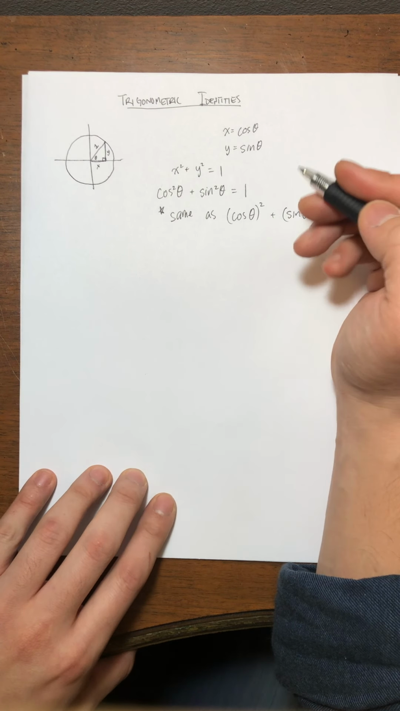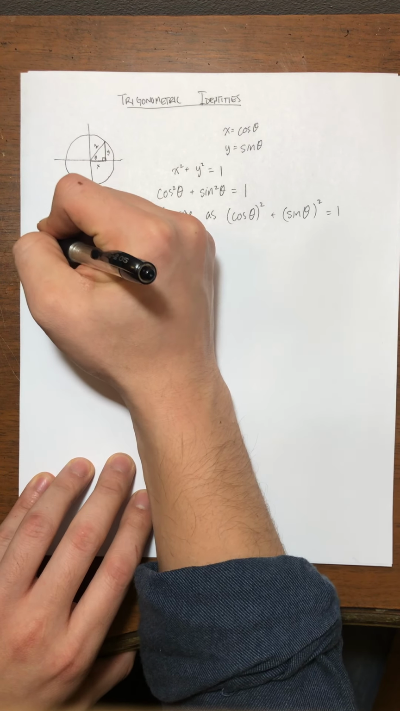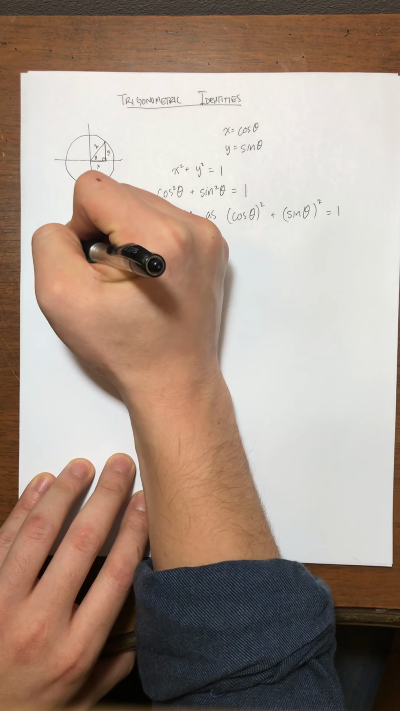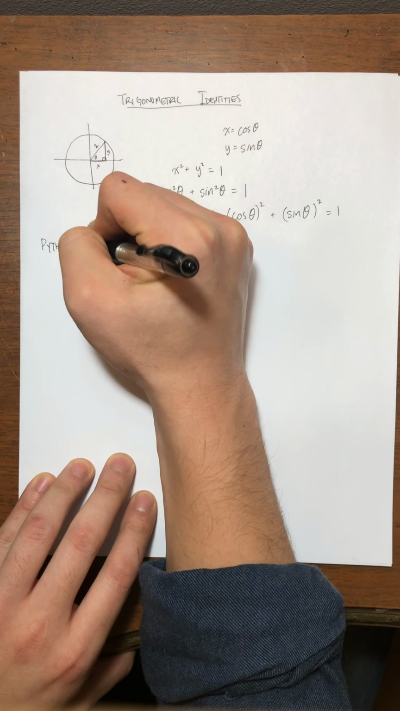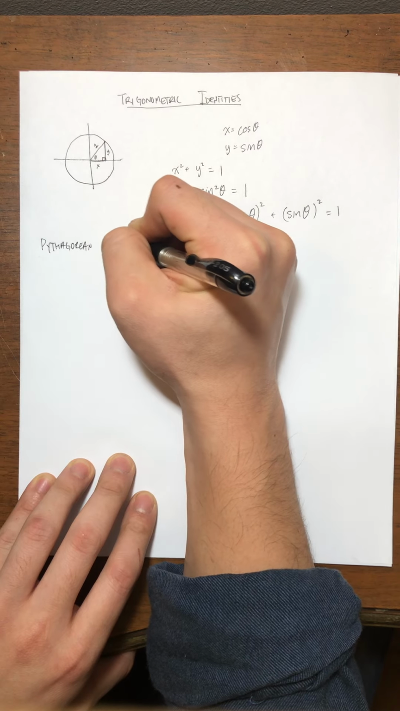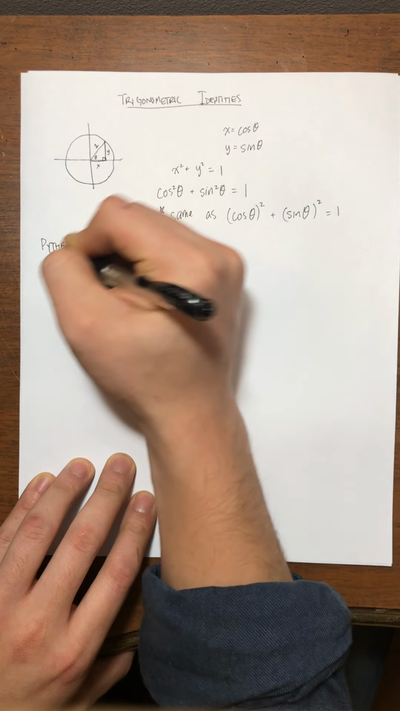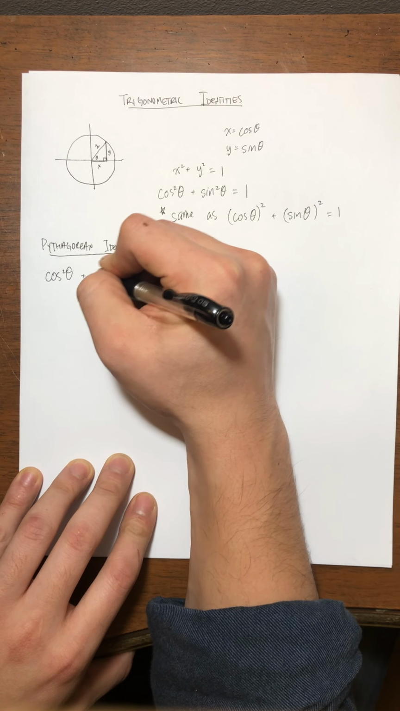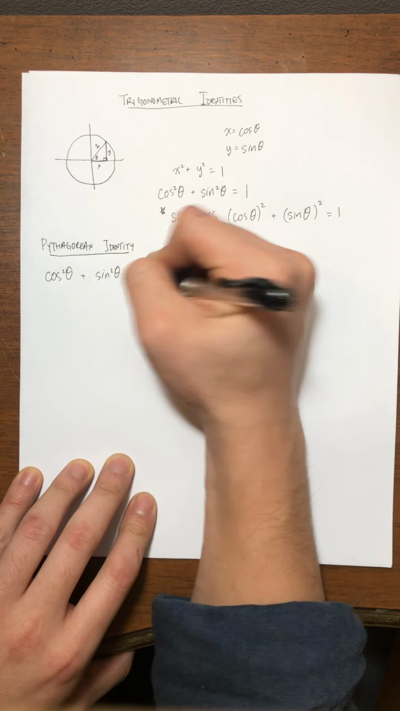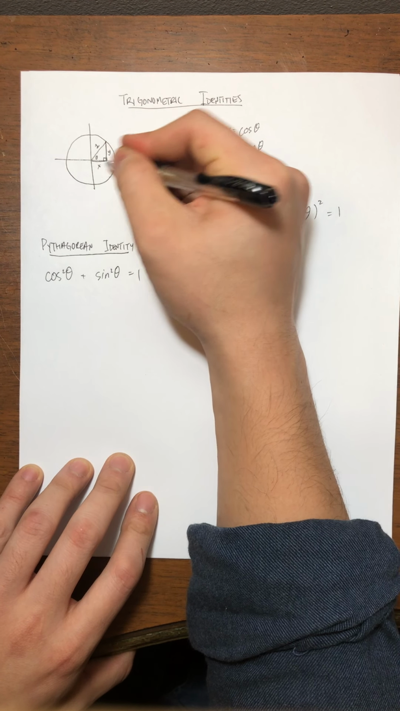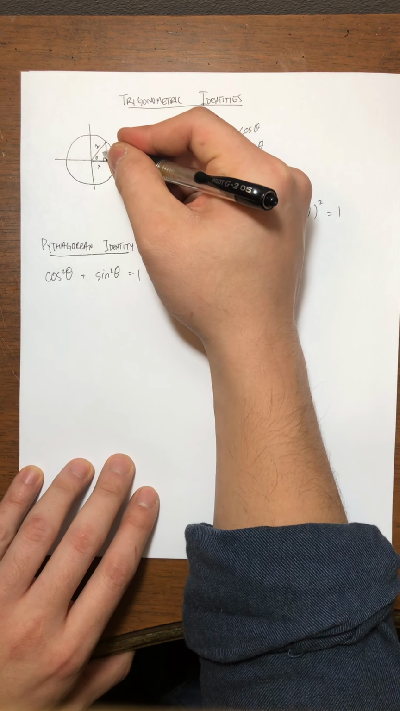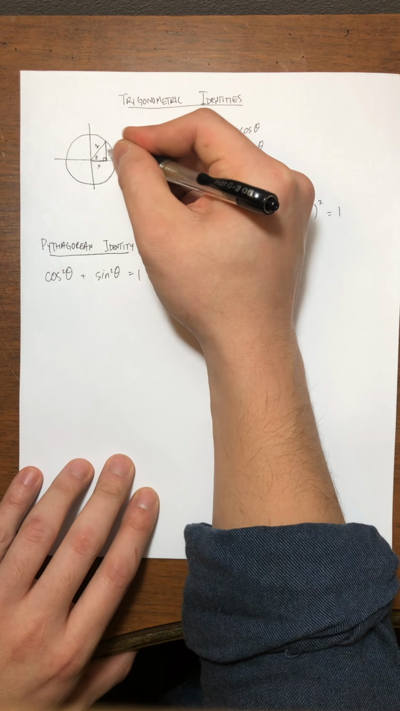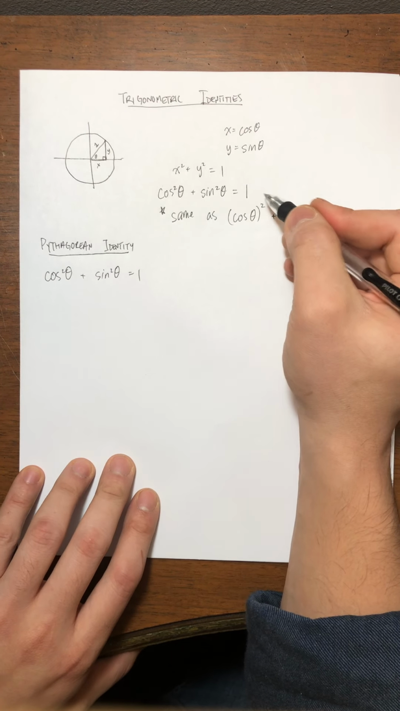Okay, so let's write that down as our first Pythagorean identity. It should make sense why it's called the Pythagorean identity, because it's derived from the Pythagorean theorem. So this is where we start our identity work. Cosine squared theta plus sine squared theta equals 1. Again, it comes from the fact that we can create a right triangle in the unit circle, and so x squared plus y squared equals 1, cosine squared plus sine squared equals 1.